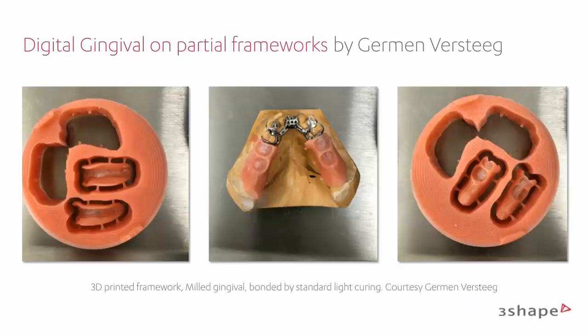So when we do metal frames, I've been puzzled for years about how actually to get the gingiva on, how to get the teeth on. And I really think that Germen Versteeg here from Holland came up with a very nice solution, where he basically designed the gingiva on top of the RPD and milled that out. And then he put acrylic here that runs into the retention grid. And then he basically has a full RPD.